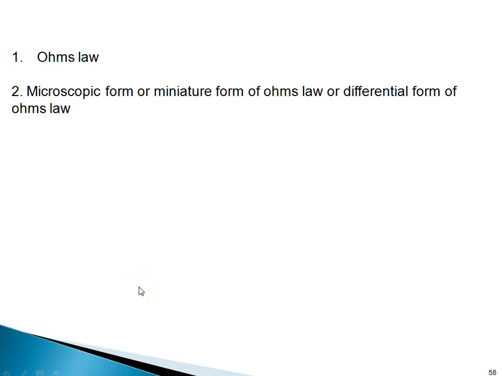Now I will discuss Ohm's law in macroscopic form and microscopic form. Firstly, we will derive Ohm's law. We have derived the relation between current and drift speed, and we know the drift speed also.